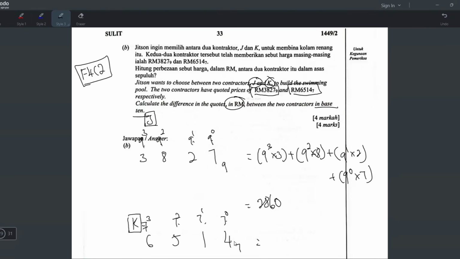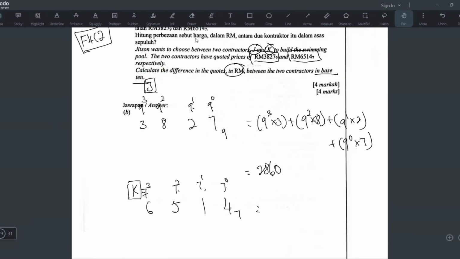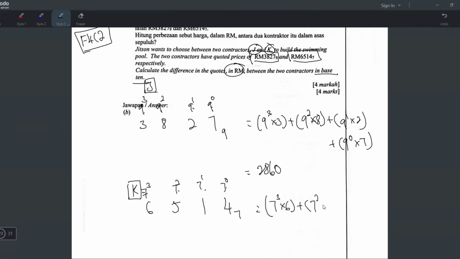Yeah, because base 7 mah. Tadi base 9, so 9 power, 9 power lah. Tapi ini base 7, 7 power. Okay, so 7 power 3 times 6 plus 7 power 2 times 5 plus 7 power 1 times 1 plus 7 power 0 times 4. So after you tekan all this in your calculator, you will get 2314. That means that's the actual price in base 10 lah, RM 2314.